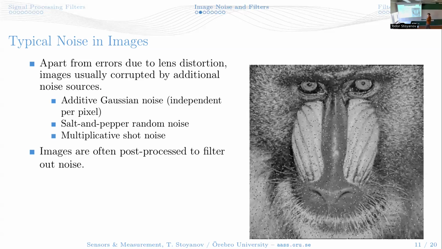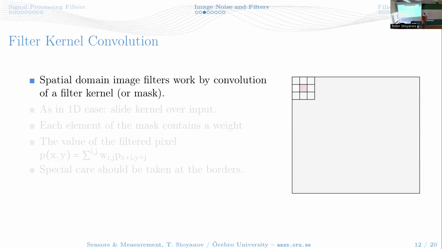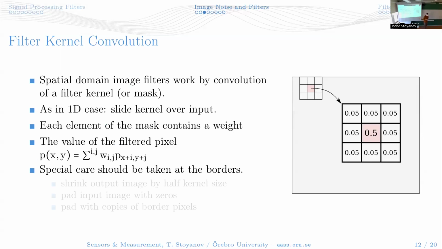And the most typical way of doing that is by convolving them with a filter kernel. So this is again the same idea as what we talked about before. We have a kernel, or a mask, that is passing through the image, sliding through the image, and calculating the new values of the new image by taking the pixels that are under this mask and multiplying them with some value.